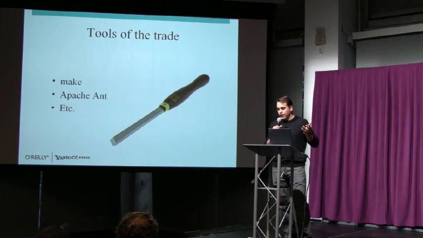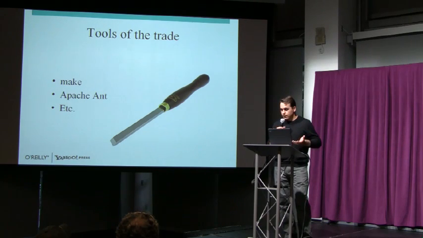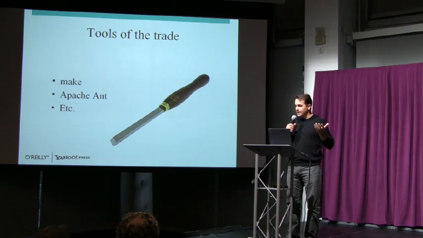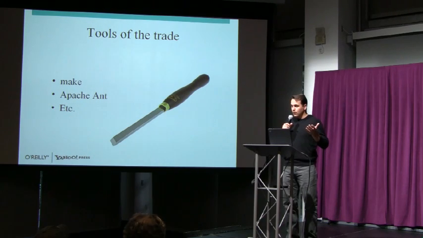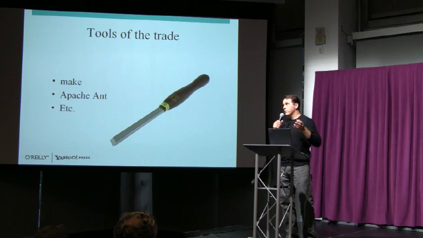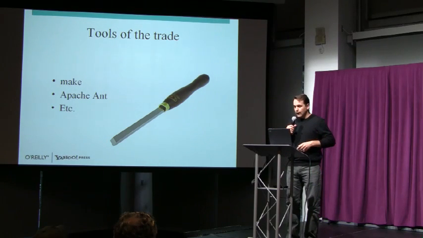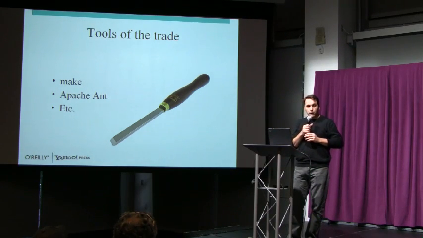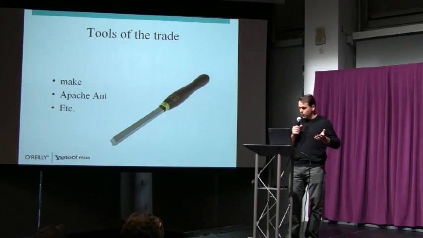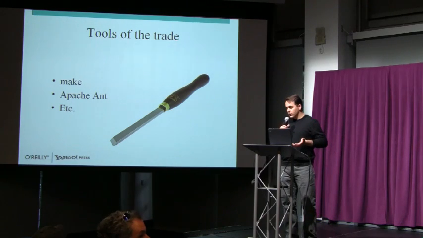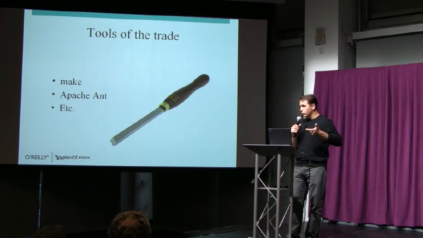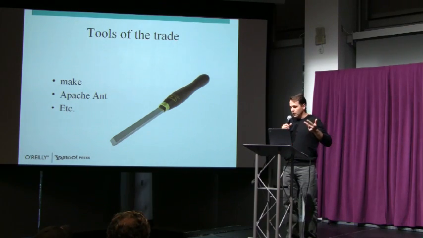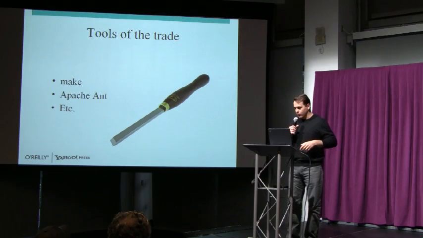So an Ant build file is composed of target elements. Each target contains tasks, and targets can list other targets as dependencies. Ant comes with a lot of native tasks right out of the box. Two examples are copy, for example, to copy a set of files, and javac, for example, to compile a set of Java files.